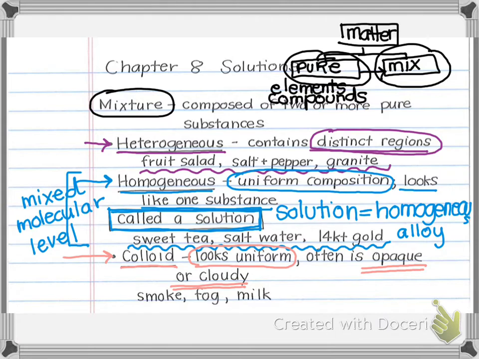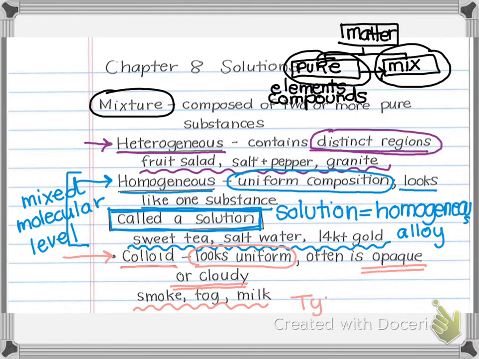Not because of the color. Sweet tea has a dark color, so you may not be able to see through it simply because of the color, but it's not cloudy. It's a clear solution, so that makes it homogeneous. But colloids would look cloudy, so examples would be something like smoke, fog, or milk.